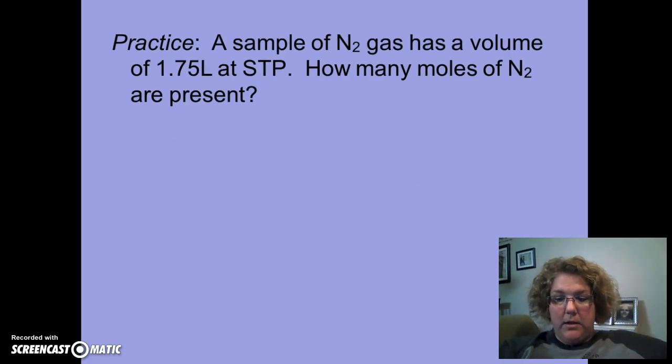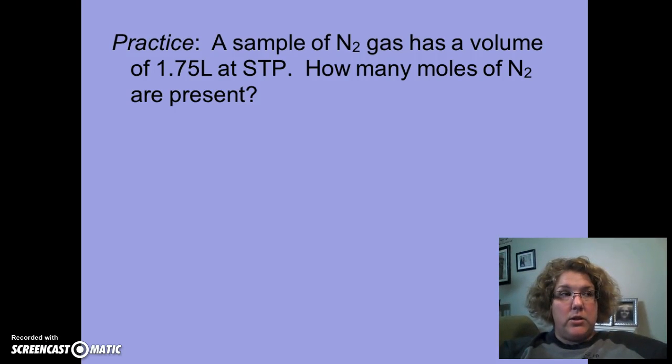So here's a simple example. A sample of nitrogen gas has a volume of 1.75 liters at STP. How many moles of nitrogen are present? Okay, well, we know the volume is 1.75 liters. We know the temperature is 273 Kelvin because it's standard temperature, and we know the pressure is 1 atm because it's standard pressure. So we have P, V, and T.